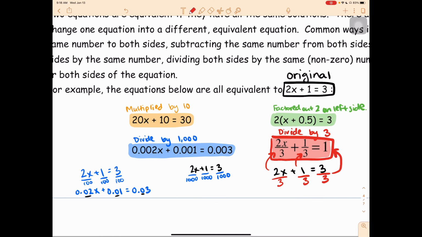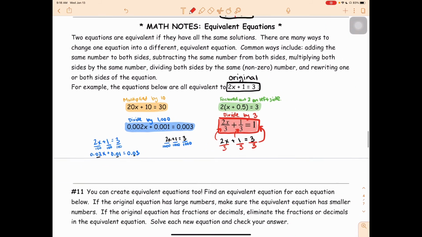So this example was just for you to see what is happening, right? What is changing here? And that they are all equivalent. You can just undo what you did by either dividing by 10, multiplying by 1,000, multiplying by the 2, or multiplying by that 3. And you're going to get the original equation 2x plus 1 equals 3. Okay? So let's go ahead and look at this.